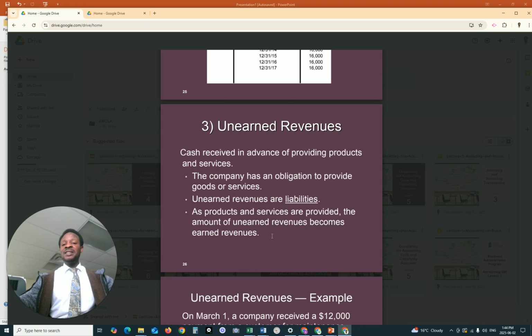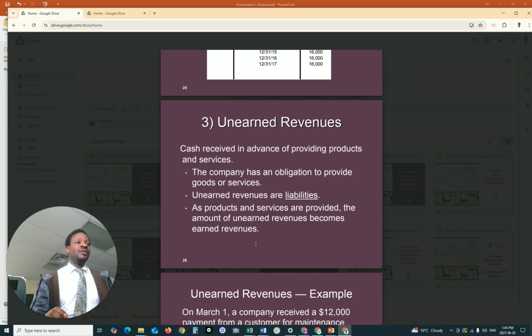So when you provide the revenue or a portion of the revenue, that unearned revenue would reduce on the debit side. Then earned revenue account or income account would be credited, because that is an income or a revenue.